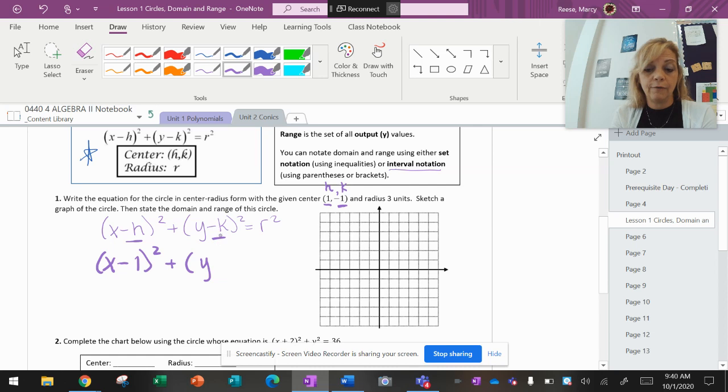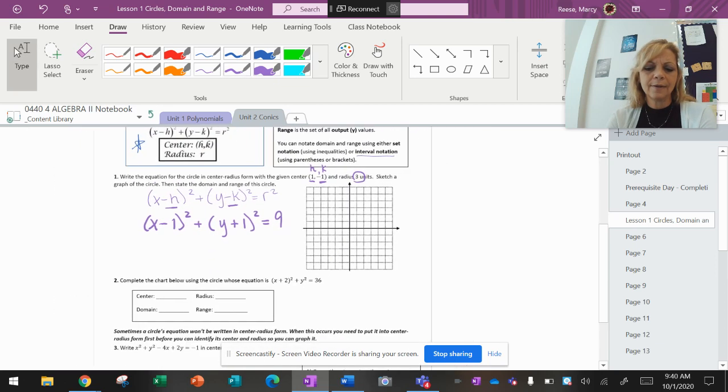When I plug it into the formula, it's a negative k, so a negative -1 is going to be a positive 1. So when it goes in the function, the signs are opposite from what the center point is. And a radius of 3, excuse me. So the radius is just going to square, 3 squared, or 3 times 3 is 9. And then we're going to plot it.